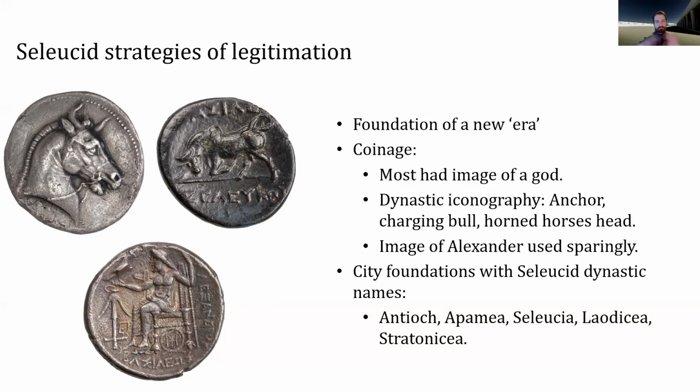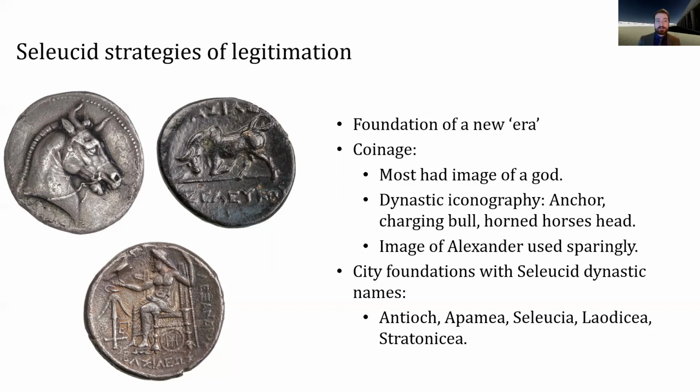They brought up something new, which is a whole new reckoning of time that is beholden to the Seleucids themselves. Now, their coinage, most had on the reverse or on the obverse an image of a god, depending on the mint and the time period. Generally, it was either Zeus, Tyche, or Apollo.